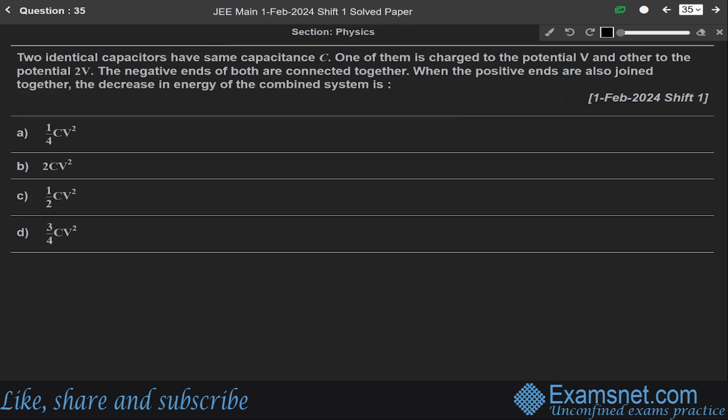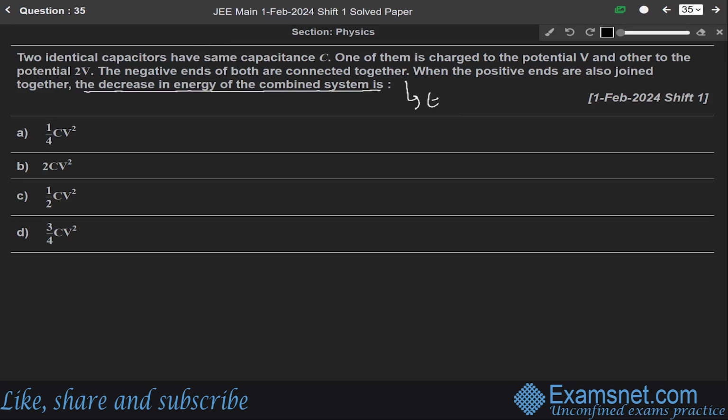Now next question 35. Two ideal capacitors have the same capacitance C. One of them is charged to the potential V and the other to the potential 2V. The negative ends of both are connected together. When the positive ends are also joined together, we have to find the decrease in energy of the combined system.